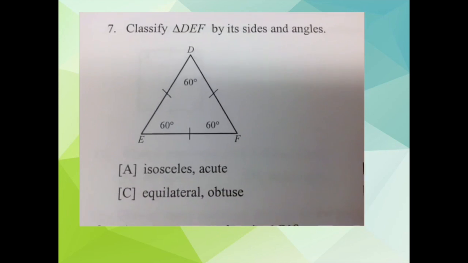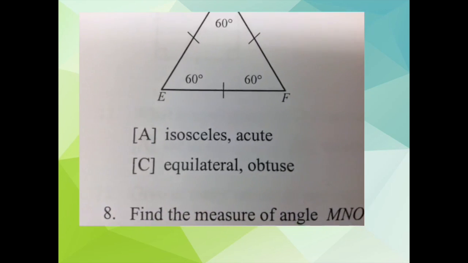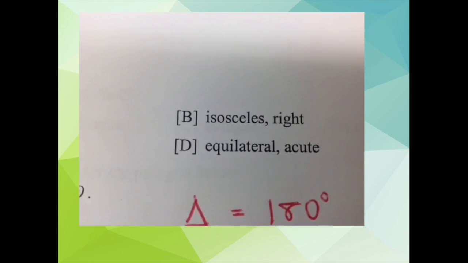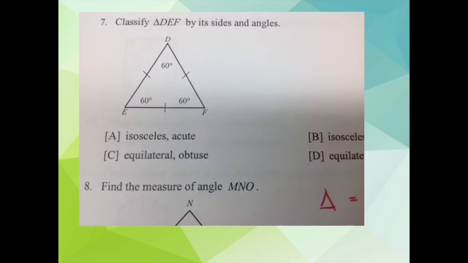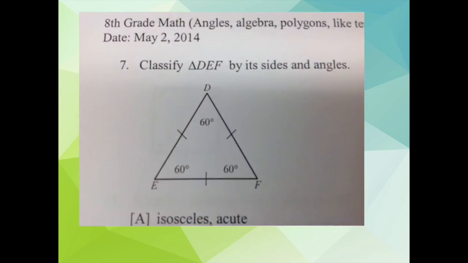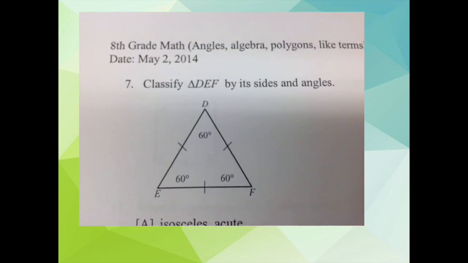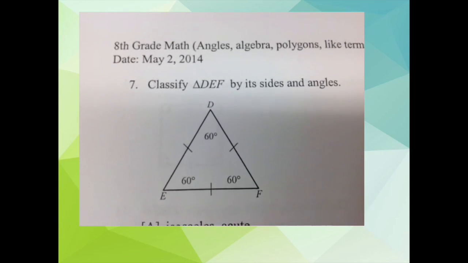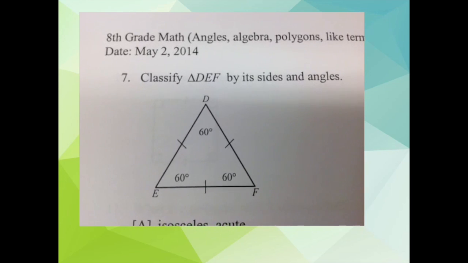They want you to classify this, and they've given you some names to look at. You have isosceles, equilateral, you've got isosceles right, and you have equilateral acute. So we want to take a look and see what is this type of triangle. Well, we can see that if I look at angle E, it is not larger than 90 degrees, and we know that an angle that is larger than 90 degrees, that is called obtuse.